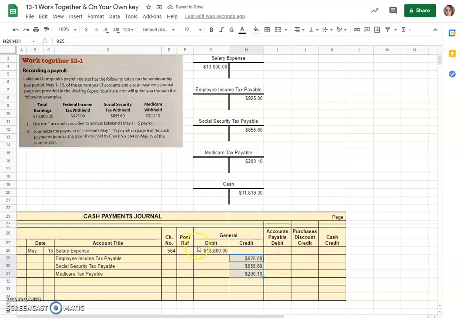And then finally we have one more credit, and that's to cash. And that was for $11,819.30. So now we have fully journalized this payroll transaction. And that is it for 13-1 Work Together.